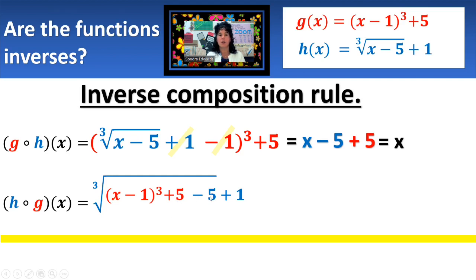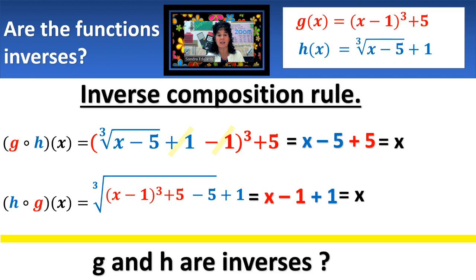Underneath the cube root, we have a plus 5 and a minus 5, and those are going to go away. And the cube root of x minus 1 to the third, that is going to be just x minus 1. So we have x minus 1, notice here, plus 1, and that equals x. The first part we have shown of the inverse composition rule, that g comp h equaled x and h comp g equals x. So do we now know for sure that g and h are inverses of one another?